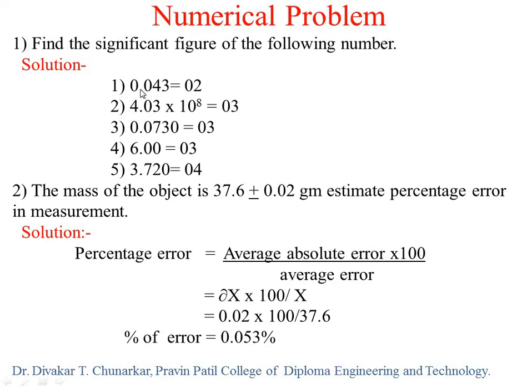Here 0.043 has only 2 significant figures. Why only 2 significant figures? Because both zeros occur after the decimal point and before the non-zero digits. So these both zeros are not significant, and therefore in this value 0.043 only two digits are significant. These are 4 and 3, two significant digits or two significant figures.